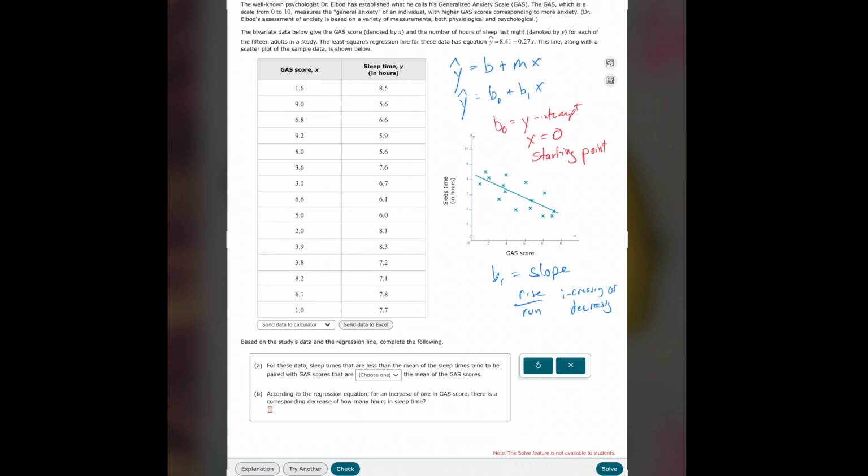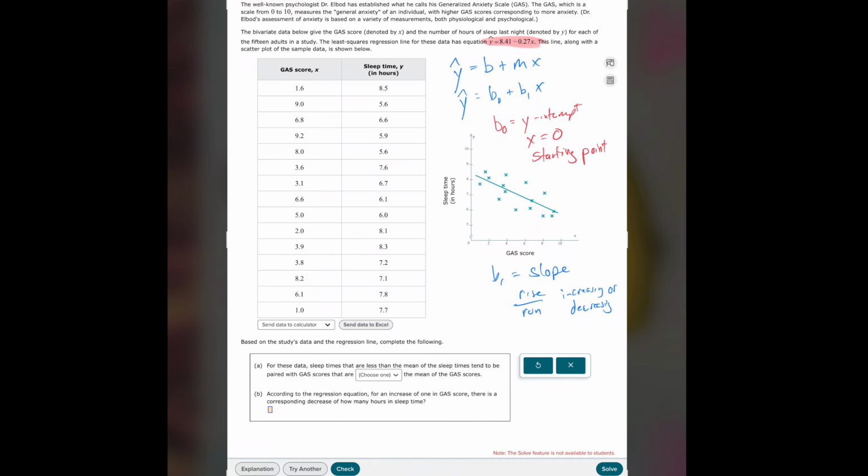All right, so let's look at this one right here. If I look up at this formula, the way I would interpret it is, if I had a GAS score of 0, I'd sleep about 8.4 hours a night. But for every time my GAS score goes up 1, I'm decreasing my sleep by 0.27. That's how you interpret this.